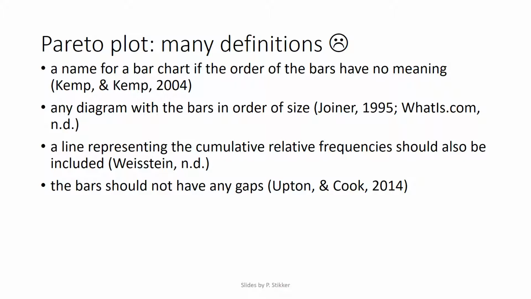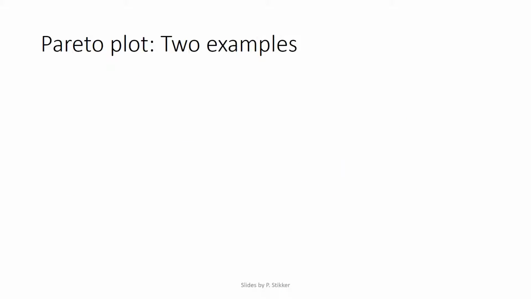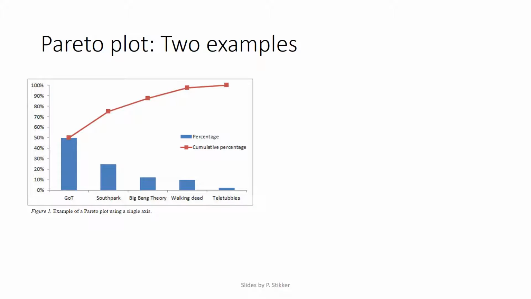Now, having a look at all these different definitions and which ones are most commonly used, I would say a Pareto plot is a bar chart where the bars are placed in descending order of frequency, and then usually an ogive is added in the chart as well. So the cumulative frequencies in percentages most often are then shown. Let's show an example first.